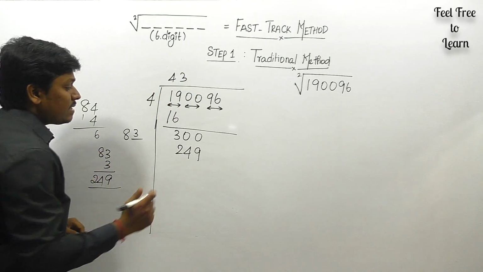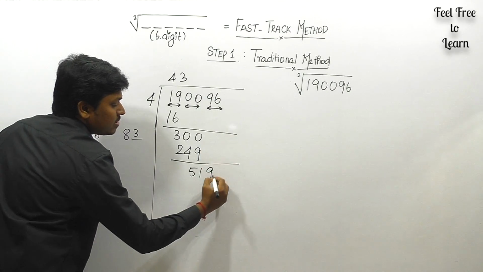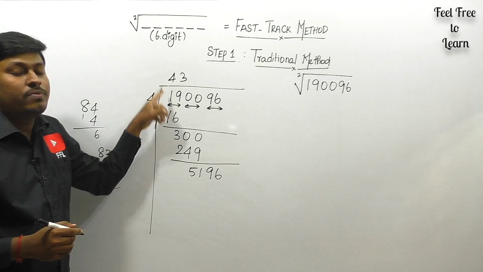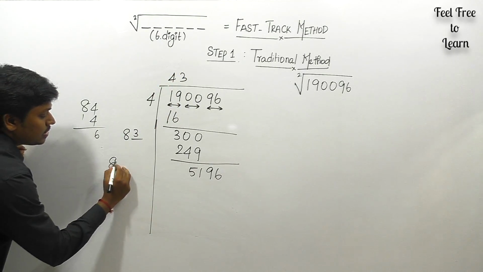Got it? And next step is, here it is, the remainder will be 51, and bring the next 2 numbers. Next 2 numbers are 96. Now you need to multiply 43 into 2. So 43 into 2 will be 86. So this can be written as 86.